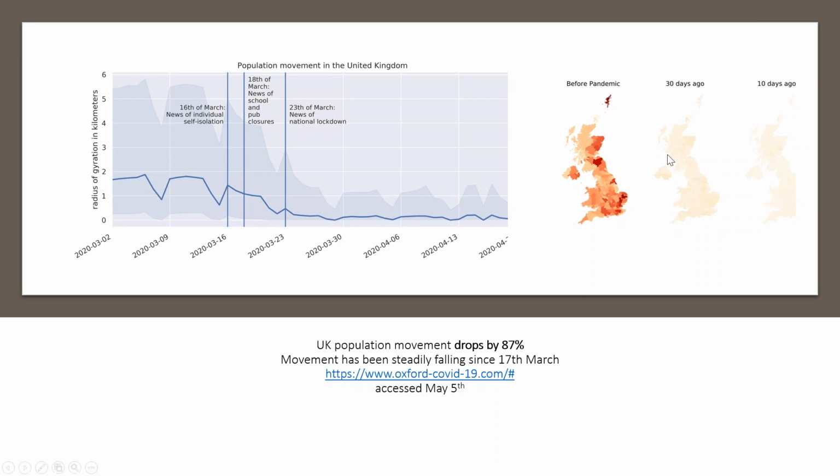And also looking at the map before the pandemic, and then sometime early May as well. May 5th is when this website was accessed, and the darker the color here on the map indicates a higher level of activity. This was done through tracking mobile phones.